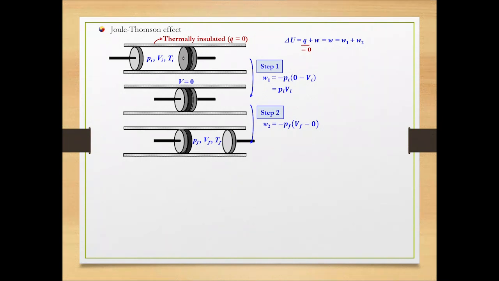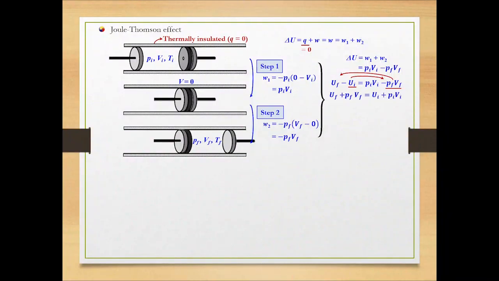Take note that the initial volume in step 2 is 0. Now, W2 is equal to negative Pf Vf. Combine the work done in both steps, that is Pi Vi minus Pf Vf. Delta U is Uf minus Ui. Move Ui to the right side of the equation and move negative Pf Vf to the left side of the equation. This leads to Uf plus Pf Vf equals Ui plus Pi Vi.